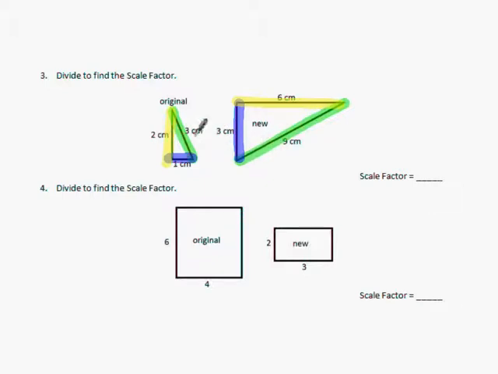So I have 9 divided by 3. 9 on the inside, 3 on the outside. 6 divided by 2. 6 on the inside, 2 on the outside. And 3 divided by 1. 3 on the inside, 1 on the outside.